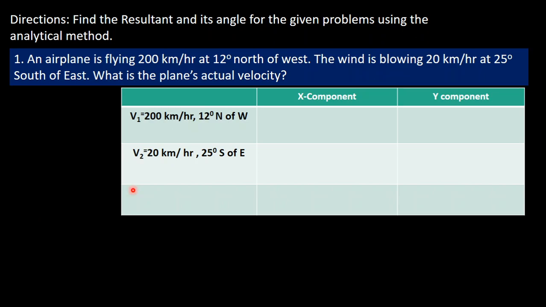So first, you have to draw an illustration so that you will have a clear grasp of what the problem is all about. So here it's 200 km per hour at 12 degrees north of west. It doesn't need to be exact. All we have to do is to have this kind of illustration. And then 20 km per hour at 25 degrees south of east. And then don't forget to draw the resultant.